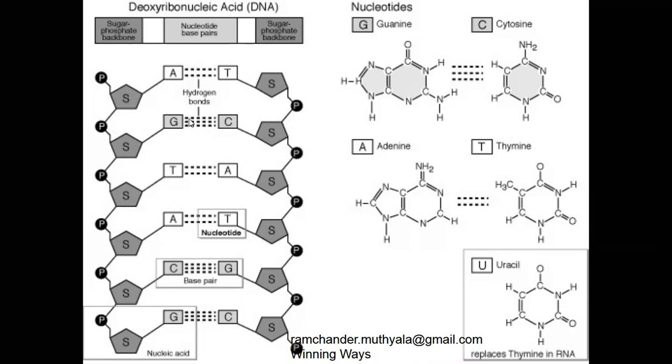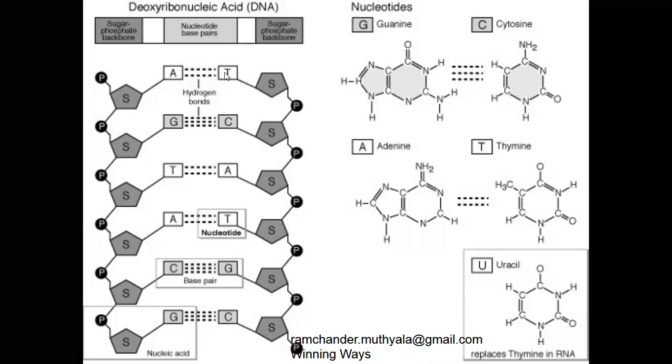And between the two nitrogenous bases, hydrogen bonds are present. Always adenine binds with thymine with two hydrogen bonds. Always guanine binds with cytosine with three hydrogen bonds. So during the formation of nucleic acids, these are the three chemical bonds: one is phosphodiester bonds, the second is glycosidic bonds, and the third is hydrogen bonds. It is in the formation of DNA.